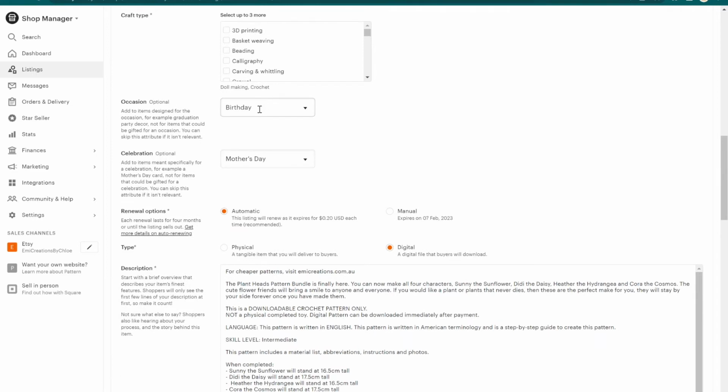But for your patterns, definitely try and choose a particular occasion or celebration, because again, this will contribute to your SEOs and how people find your product, and hopefully will help you with your sales.